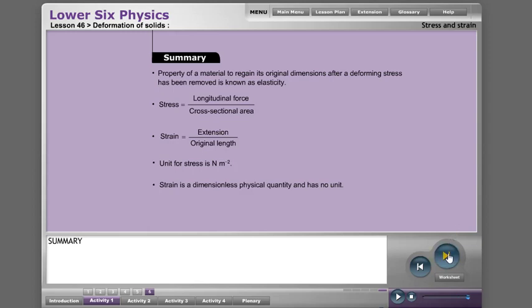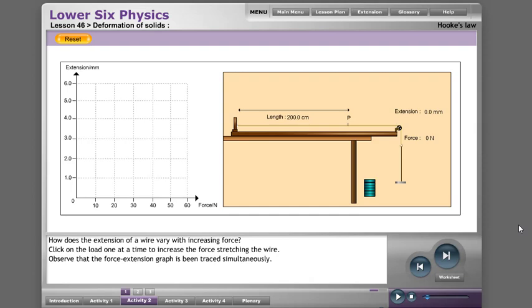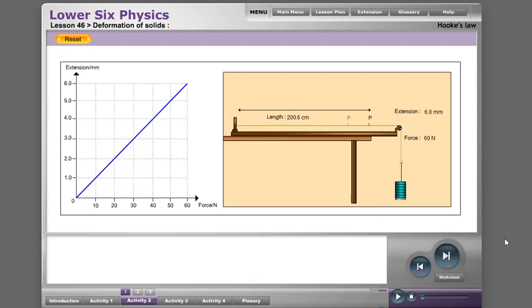How does the extension of a wire vary with increasing force? Click on the loads one at a time to increase the force stretching the wire. Observe that the force-extension graph is being traced simultaneously. What is the relationship between extension and force? Answer: the extension is directly proportional to the force.